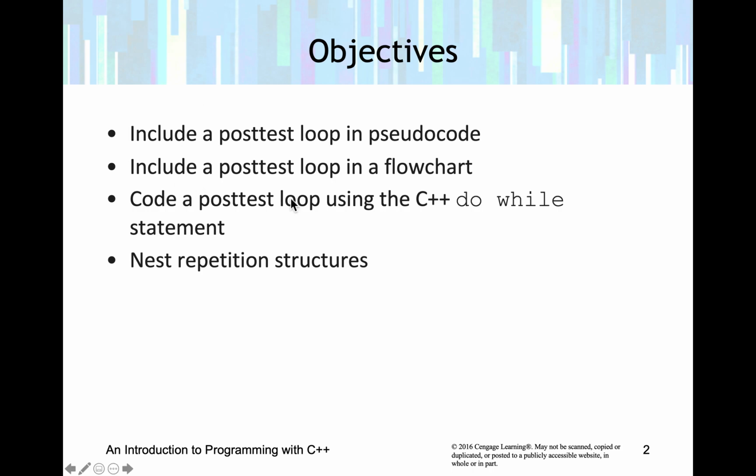So the post-test loop is called a do-while loop in C++. And with this loop, we're going to be actually going into the loop and executing the loop at least once, and then we test at the bottom for the condition. We're also going to look at nested loops, so loops within each other.